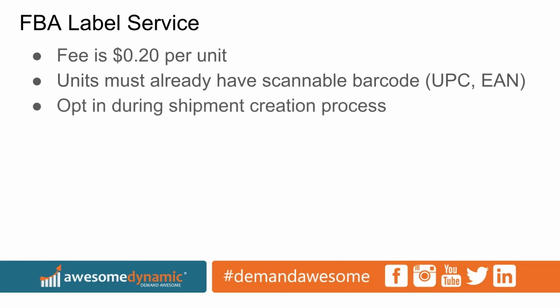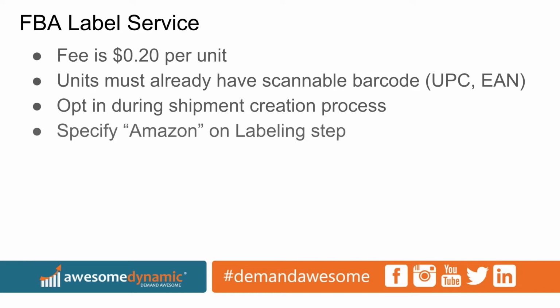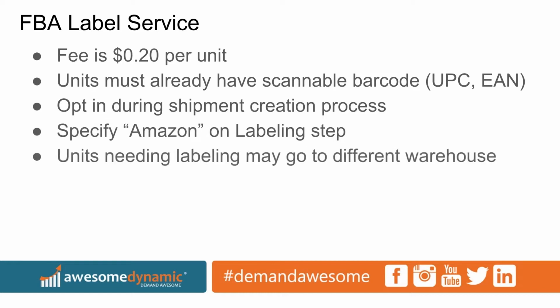The way it works is that you opt in to the label service during the shipment creation process. And during that process, you must specify that you want Amazon to label your products on the labeling step. Any units that need labeling may actually end up going to a separate warehouse.